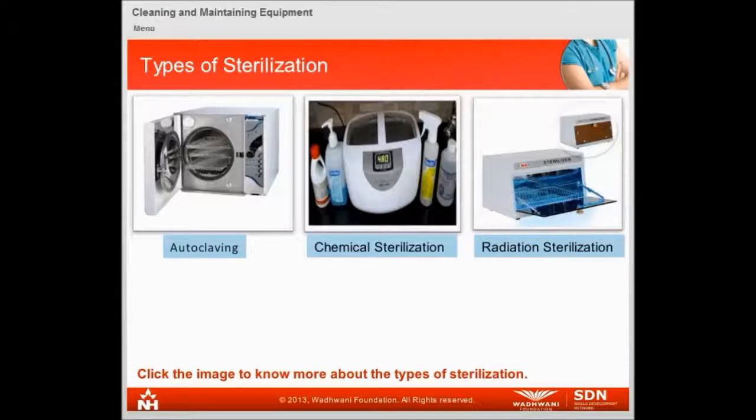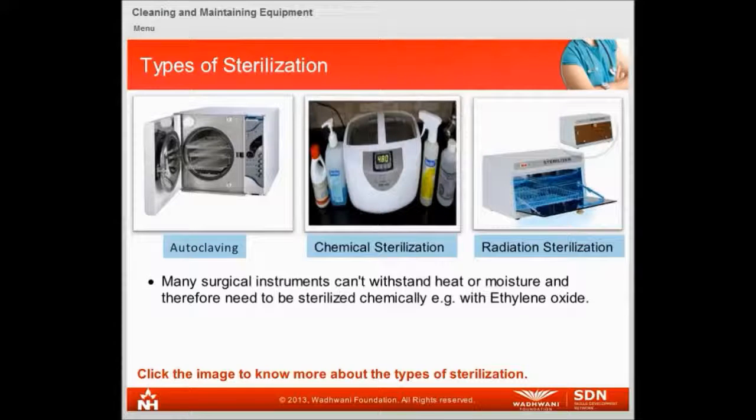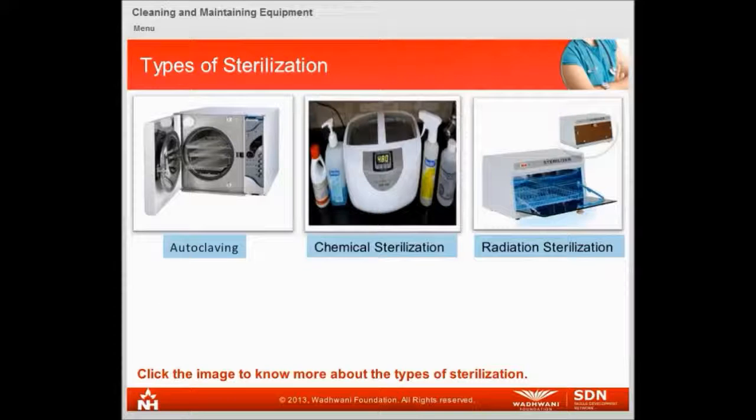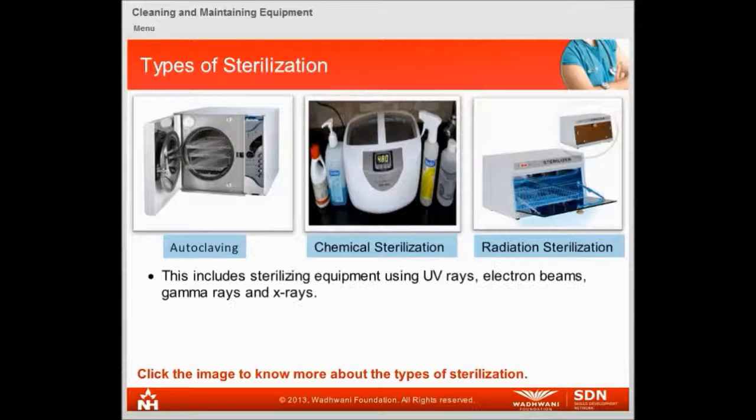Chemical sterilization. Many surgical instruments can't withstand heat or moisture and therefore need to be sterilized chemically, for example, with ethylene oxide. Radiation sterilization. This includes sterilizing equipment using UV rays, electron beams, gamma rays, and X-rays.